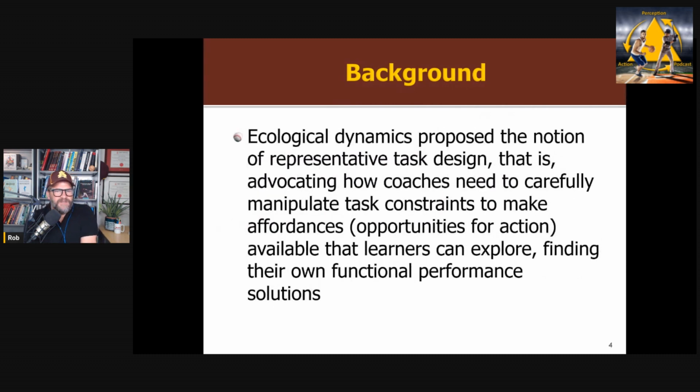So, they focus on talking about ecological dynamics, the notion of representative task design, the idea that instead of breaking a skill apart, decomposing it, and all those things we typically see, we want to manipulate task constraints to make affordances, opportunities for action, available to learners to explore and find their own performance solutions. Affordances, plural. That's a key thing in this paper: practicing with more than one option available to the athlete, more than one affordance, right? So that's kind of what they want to look at in the study.